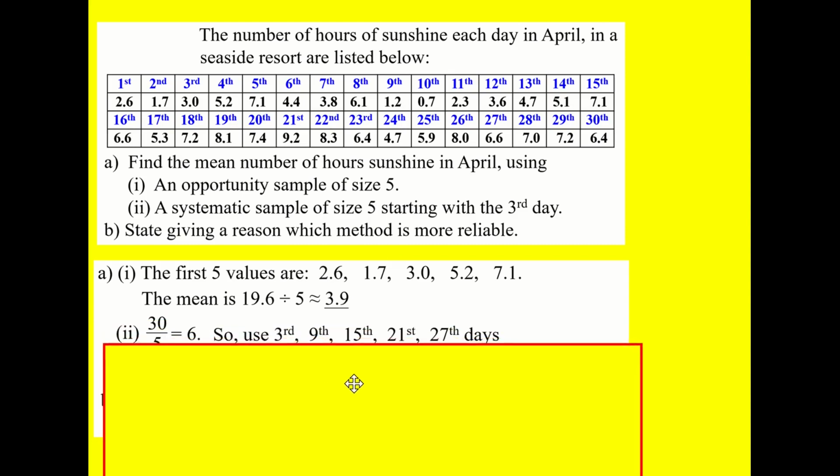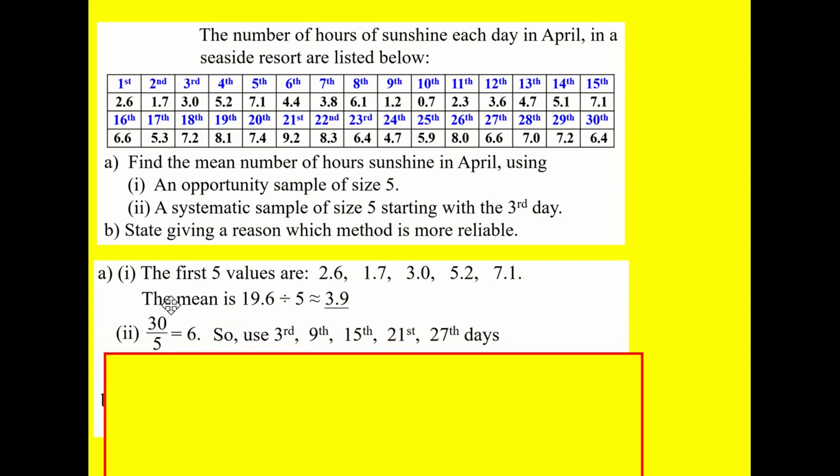What we can do is divide 30 by 5 to equal 6. In theory, we do that, and then we do this randomness to start at the 3rd day. This is like an exam question, so it's not exactly how you would do it. And then you would do the 3rd, the 9th, the 15th, the 21st, and the 27th. Brilliant.